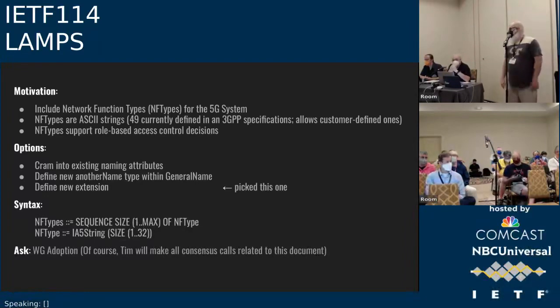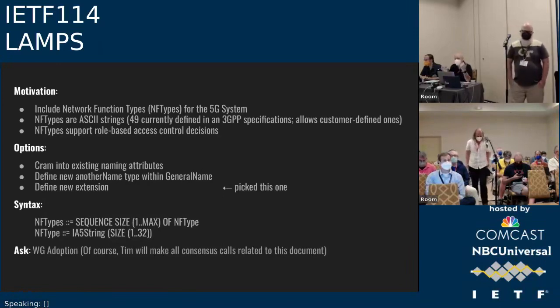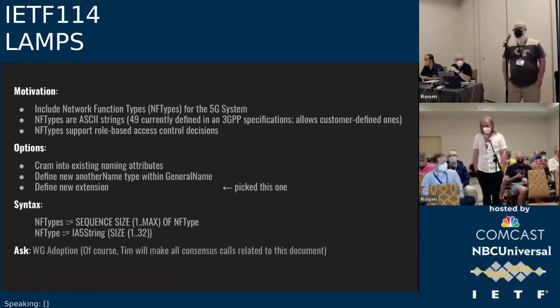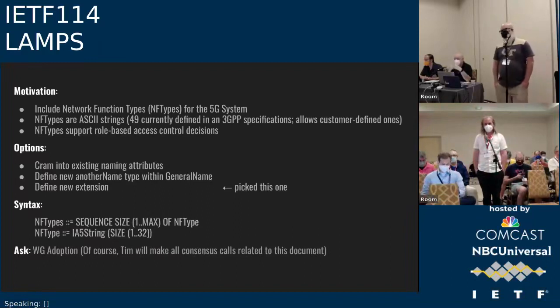The only thing I want to add to what Sean said is that the NF types defined in the 3GPP spec are all 8 characters or less. We 4x'd it to make sure that we weren't blocking people, but yet not making it unbounded. We thought 4x probably was adequate. And of course, since I'm a co-author, Tim will make all consensus calls on this.